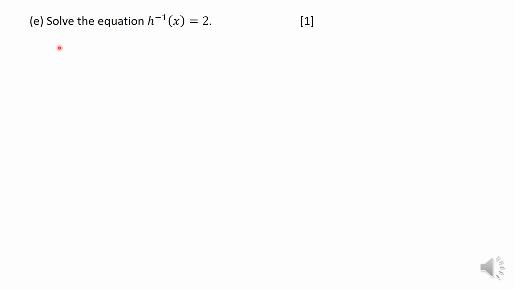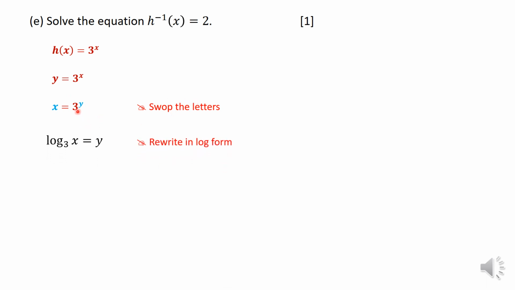Right, the E part, you're supposed to solve the equation, the inverse of h equals 2. Let me bring back that function, h of x is equal to 3 to the power x. So first I'm going to swap the letters, as you can see. That means x equals 3 to the y. And then I'm going to rewrite it in log form. So this can be written as log base 3 of x is equal to y. So I already have my y equals, but remember we're not looking for y, we're looking for the inverse. So I'm just going to rewrite it as inverse because our y is actually the inverse.